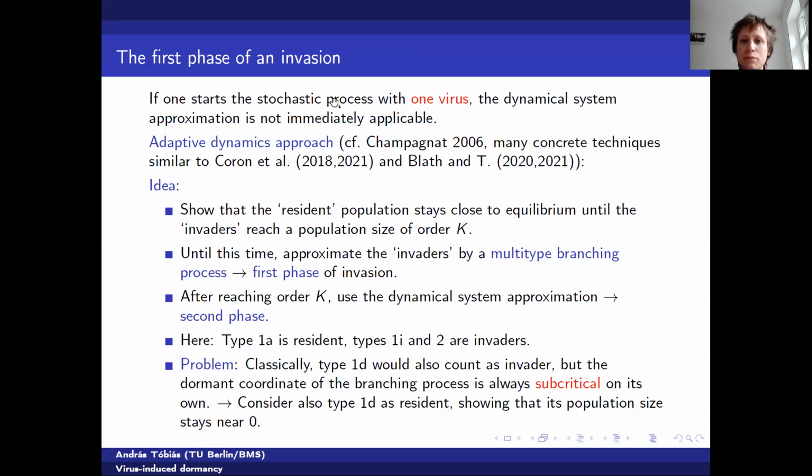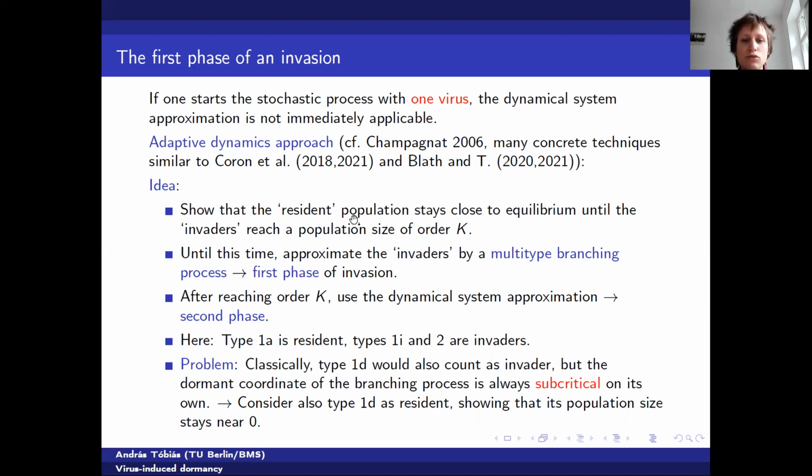If one starts the stochastic process with one virus, then the dynamical system approximation is not immediately applicable because we have no convergence of initial conditions after scaling the population size by k, and therefore we follow an adaptive dynamics approach after the paper of Champagne in 2006, but also we use many concrete techniques by two papers of Koron and her co-authors, and also from some of our previous works with Jochen.